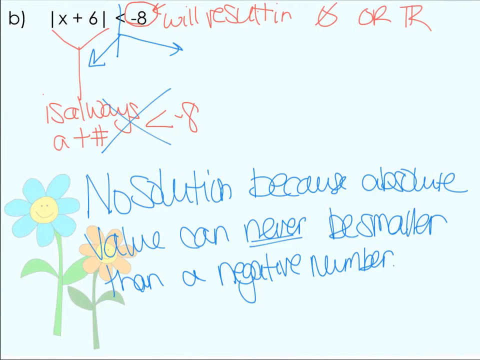This is probably the hardest part for kiddos with these. Some students have recognized that anytime you see the less than sign, like you have absolute value is less than a number, oh, I should say less than a negative 8, or less than a negative number, this will always be a no solution every single time. Okay?